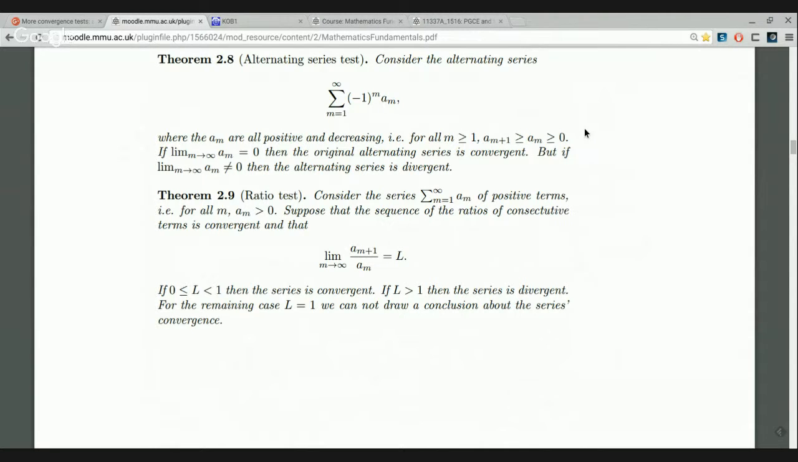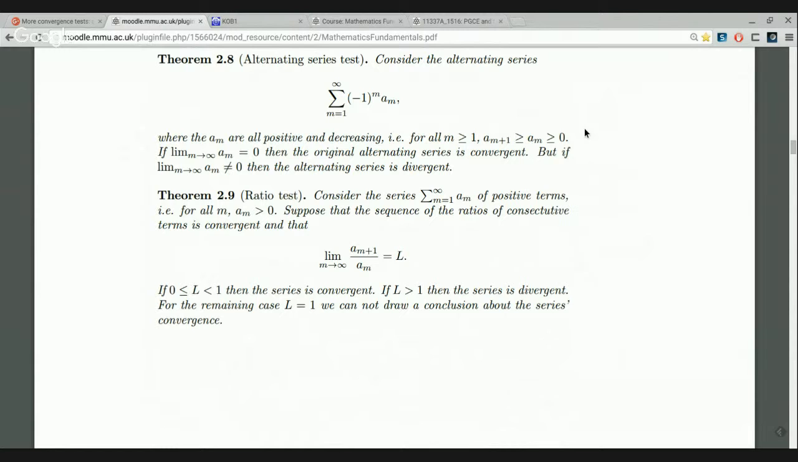Well, the conclusion of this test is that if the terms are additionally converging to zero, then the series is convergent. If the terms are not converging to zero, then the series is divergent. Okay. Now this is fairly easy to appreciate why this might be true.